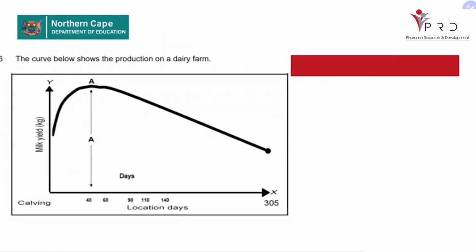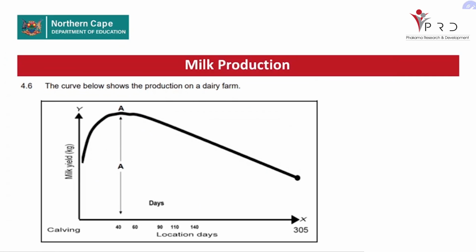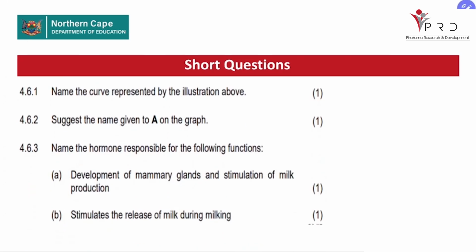Then we look at the last one, which is the curve that shows production of milk. What is production of milk? It is lactation. Which hormones must you understand? When you produce milk, an animal must utilize prolactin. For releasing milk, it uses oxytocin. So what skill is addressed here? Are you able to interpret the graph? Then you look at the questions.